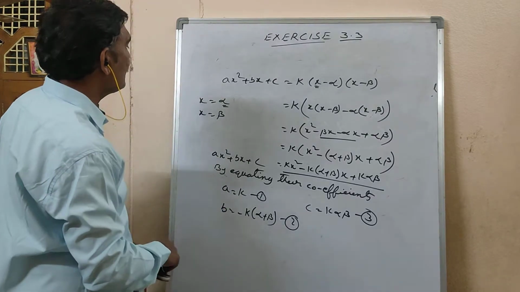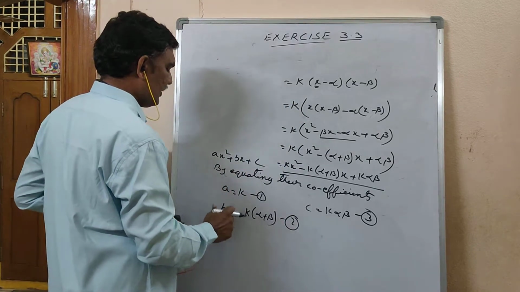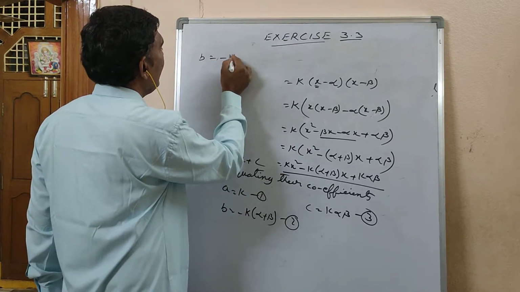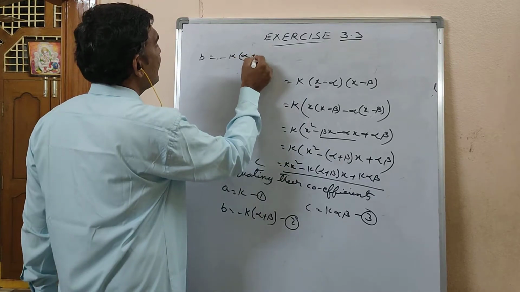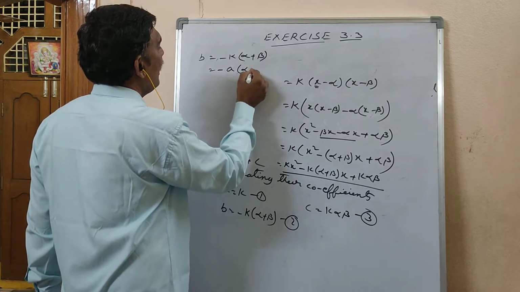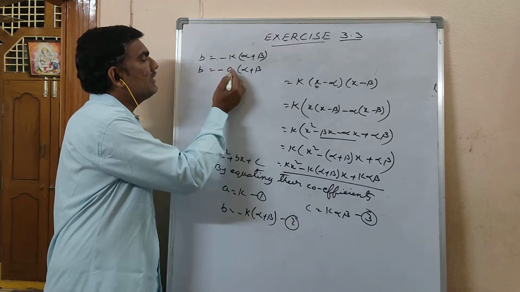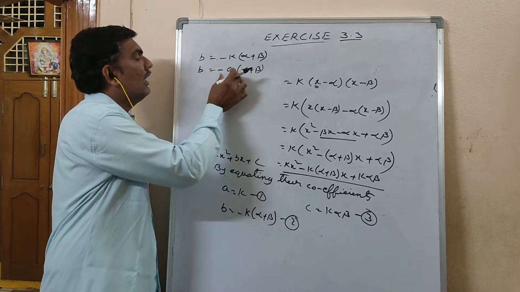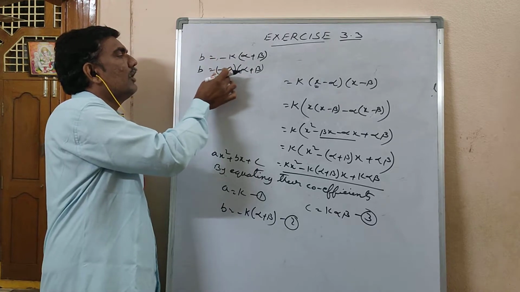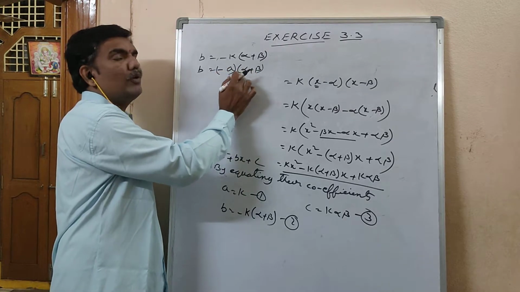So in the second equation, b is equal to, what I have here, minus k into alpha plus beta. But in place of k I am writing a, into alpha plus beta, this is b only. So minus a is multiplying to alpha plus beta or not? I am taking minus a to this side. Don't write b plus a. You should not write b plus a. Minus a is multiplying to alpha plus beta.